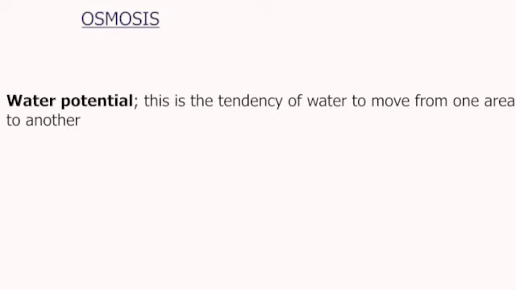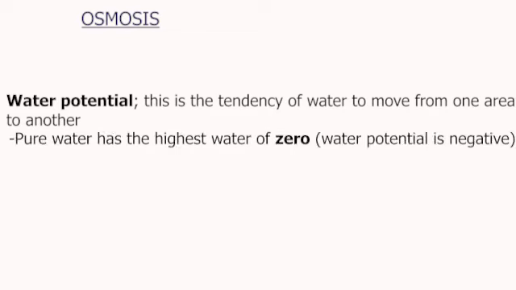First is water potential. This is the tendency of water to move from one area to another. One thing you should know is that water moves from a region of high water potential to a region of low water potential. That will help you a lot. Pure water has the highest water potential of 0, so it's usually negative for solutions. As you add a solute, maybe salt, to pure water, its water potential becomes more negative, so it reduces, and that is called solute potential or osmotic potential.